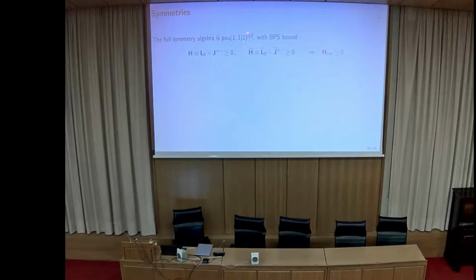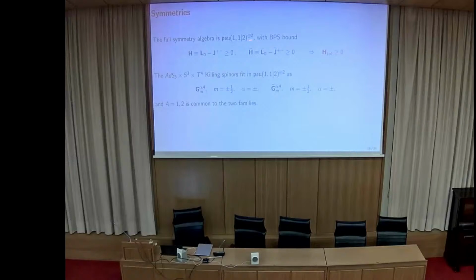This PSU(1,1|2) has a BPS bound, and the BPS bound tells you precisely that L minus J is greater or equal than 0. So that's also why this quantity is very nice. It is the quantity that's bound, and using it for our gauge fixing guarantees that the Hamiltonian is greater or equal than 0, which is something that we want. And because this BPS bound preserves half of the supercharges, this gauge fixing preserves some supersymmetry too, which is also nice.